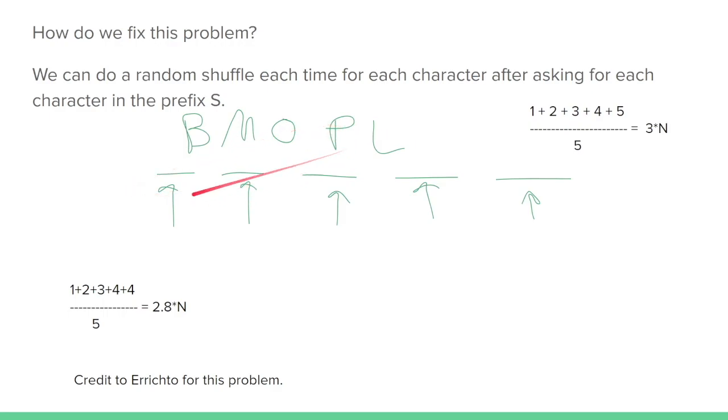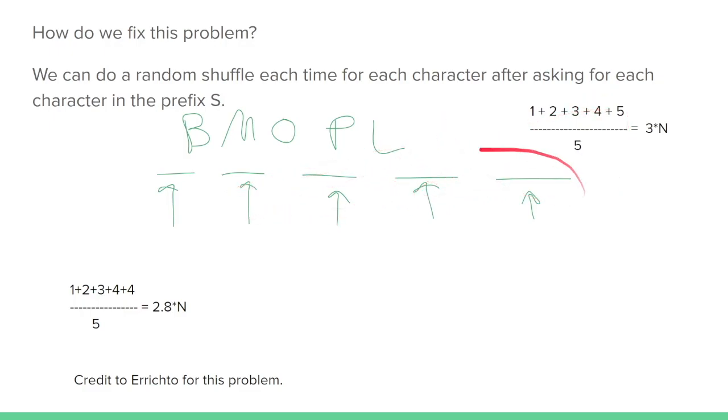So instead we can get P. Is P a part of it? No. Is L now a part of it? No. We go to the next one. O is, and then we continue doing it for the rest of these steps. So we're constantly shuffling these and asking each of these. But when we do this, we're asking it 1, 2, 3, 4, 5 times.